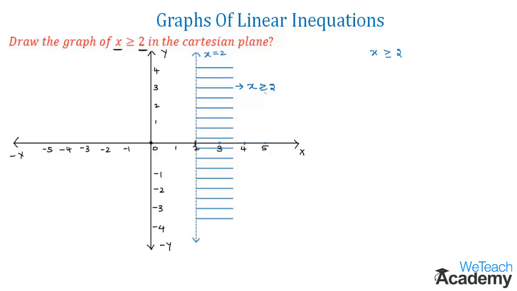And now here, when the boundary line is included, then the region is called a closed half plane and it is indicated with a heavy dark line. So this is the graph of the inequation x greater than or equal to 2.